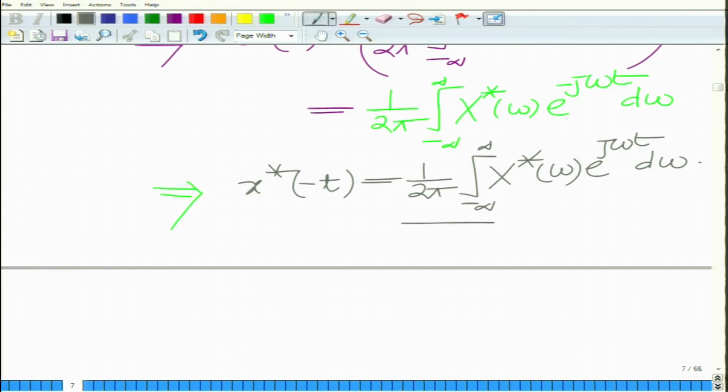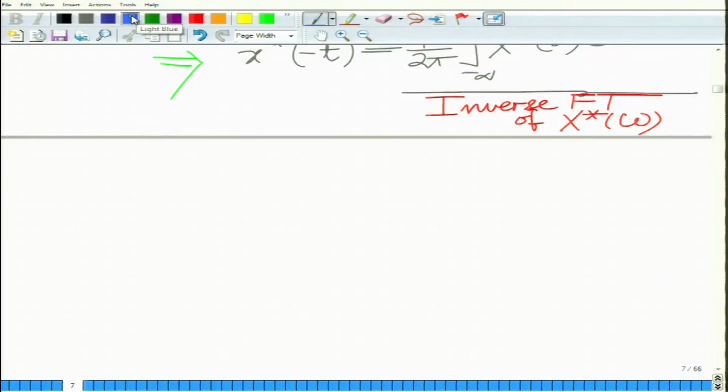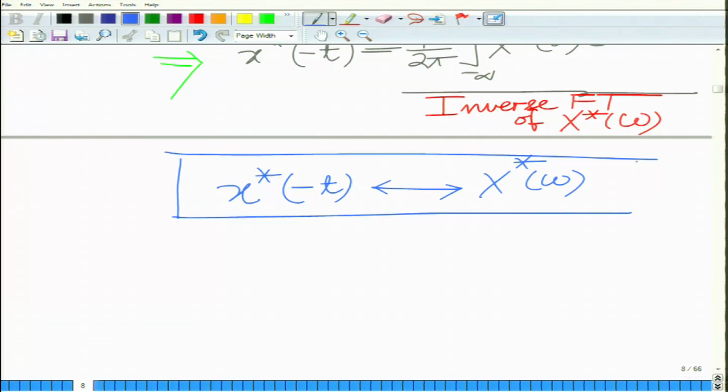And now, you can see this right hand side is nothing but the inverse Fourier transform of X conjugate omega. So, x conjugate minus t is basically the inverse Fourier transform of X conjugate omega. Therefore, one can conclude that x conjugate minus t has the Fourier transform capital X conjugate of omega. This is the first property that we want to start with.